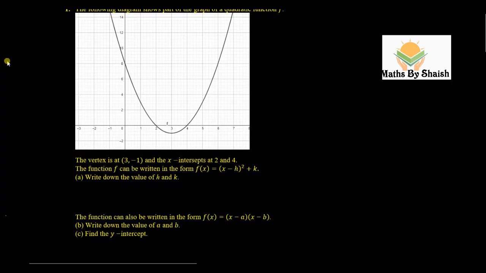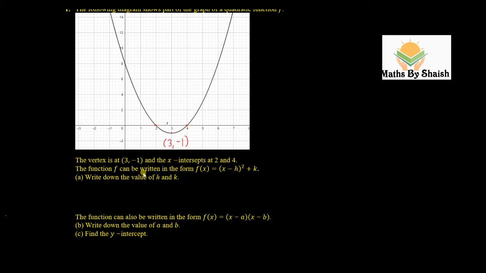Everyone, in this video we are going to discuss a few questions of the functions. So let's start. The first question is, the following diagram shows part of the graph of quadratic function f. The vertex is at (3, -1). So this point is (3, -1) and the x-intercepts are at 2 and 4.